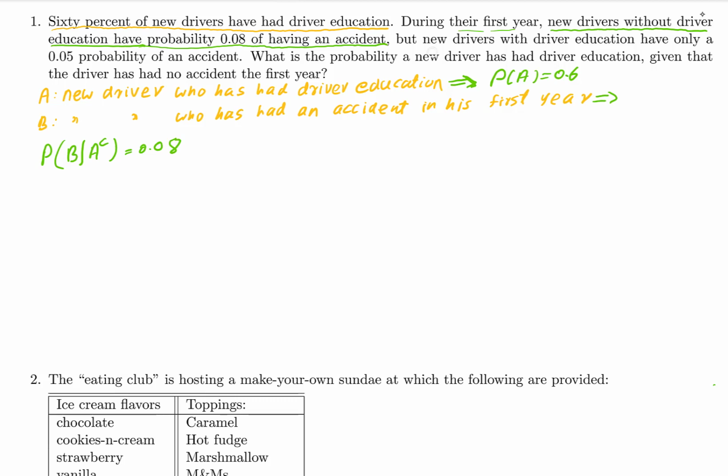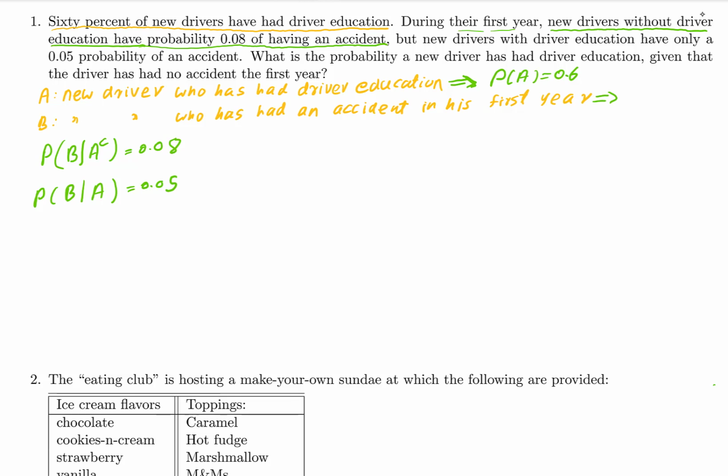Next, new drivers with driver education have only a 0.05 probability of an accident. Again, it is the probability of accident given A, because A is the new driver who has had driver education. So this equals 0.05. So these are the only information we have. Next, go to the question.